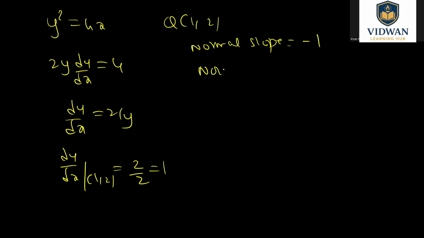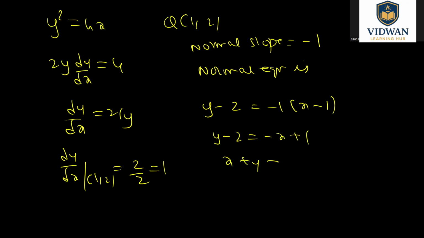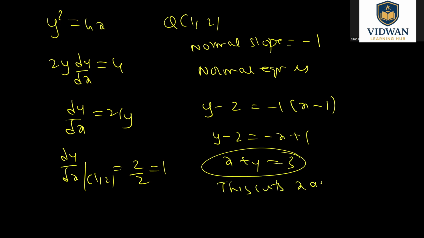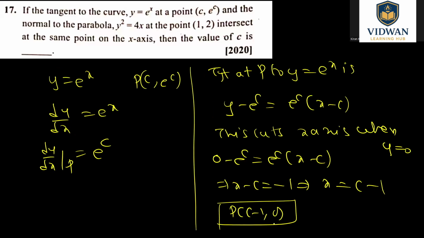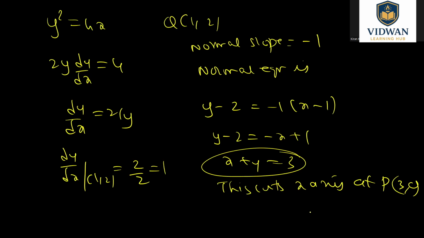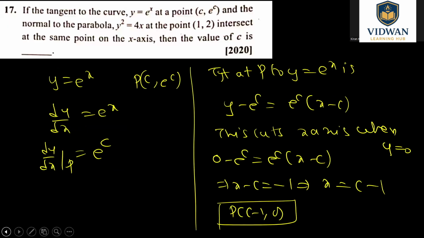And so what is the normal equation? We want the normal at Q. So y minus 2 equal to minus 1 into x minus 1. This will give you y minus 2 equal to minus x plus 1, or x plus y equal to 3. And where will this cut the x-axis? It cuts the x-axis at the same point P only. So y should be 0 for that. So 3, 0. That means if this point and this point are the same, the x coordinate should match. So this x coordinate c minus 1 should be the same as 3. So c minus 1 equal to 3, and c is therefore equal to 4. So the answer is 4.